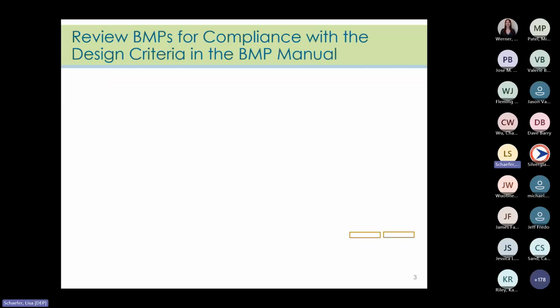All right, so let's start with the first goal, review BMPs for compliance with the BMP manual design criteria. In Module 1, you learned that the BMP manual chapters are arranged in accordance with the order of the BMPs that are listed in tables 5-1, 2, and 3 found in the rules. So on the next few slides, the list of the respective chapters and the corresponding table from the rules are listed side by side for your reference.